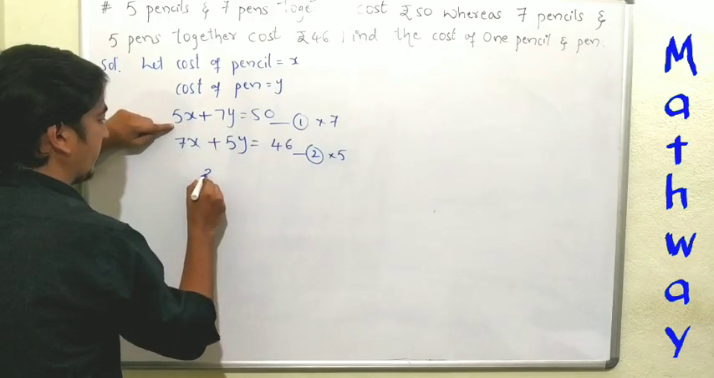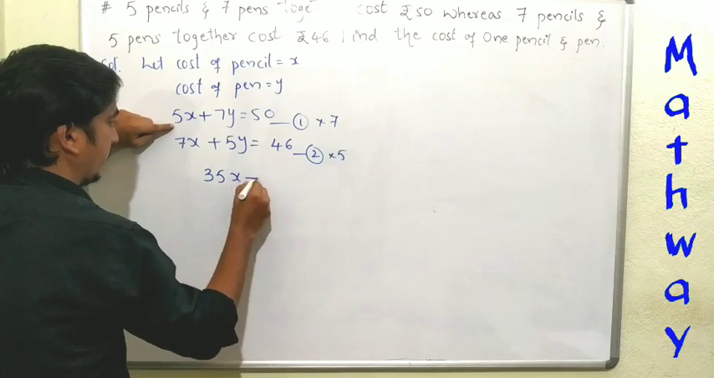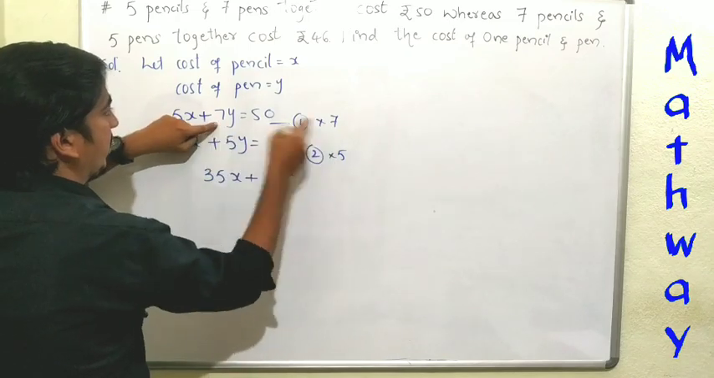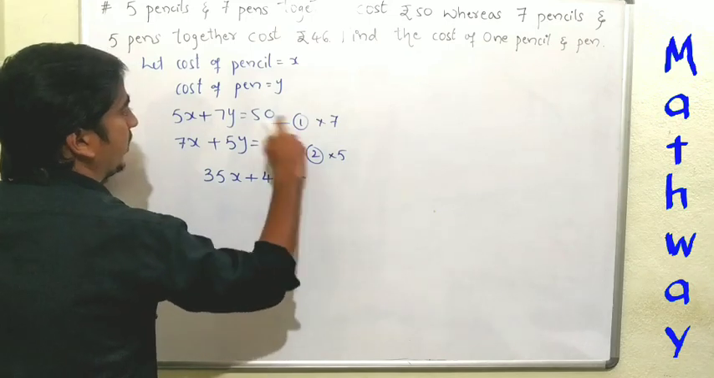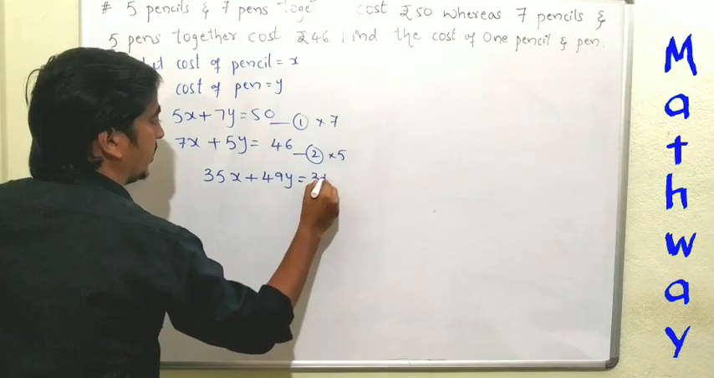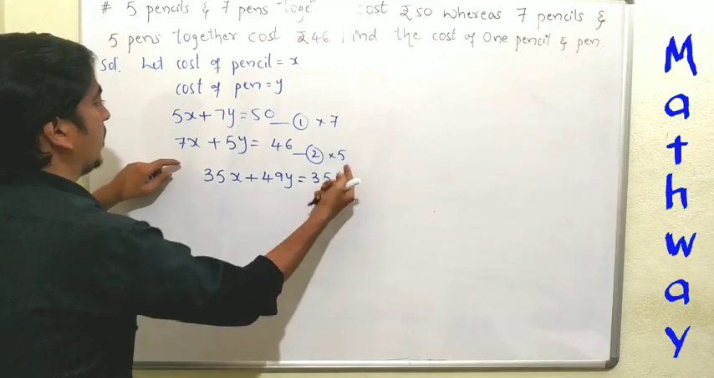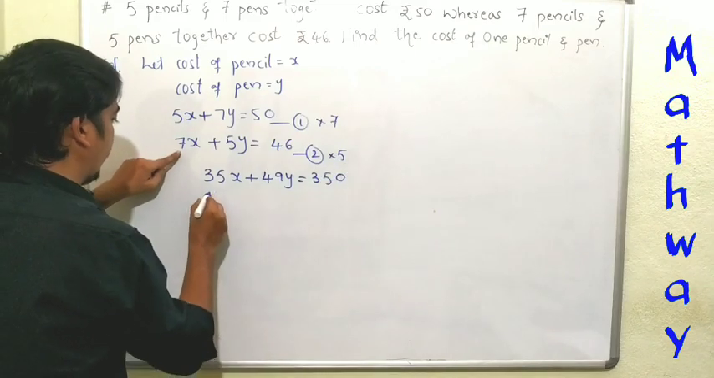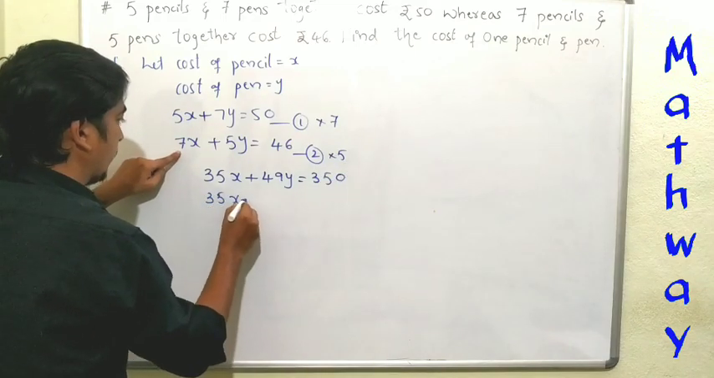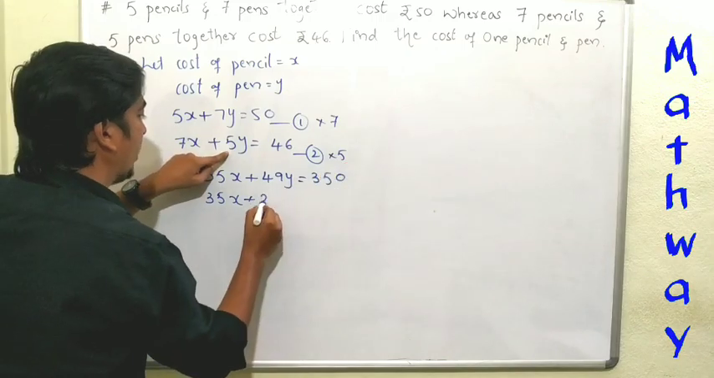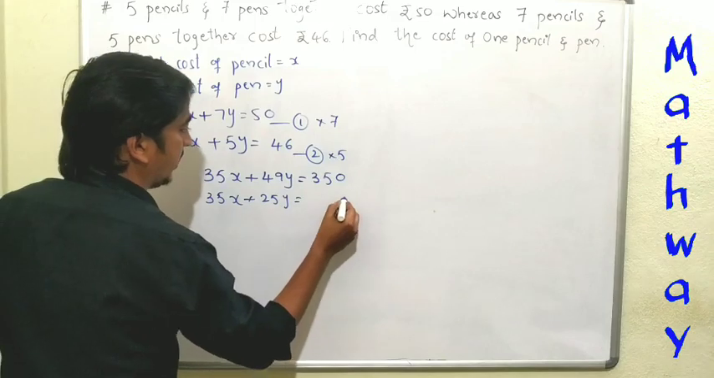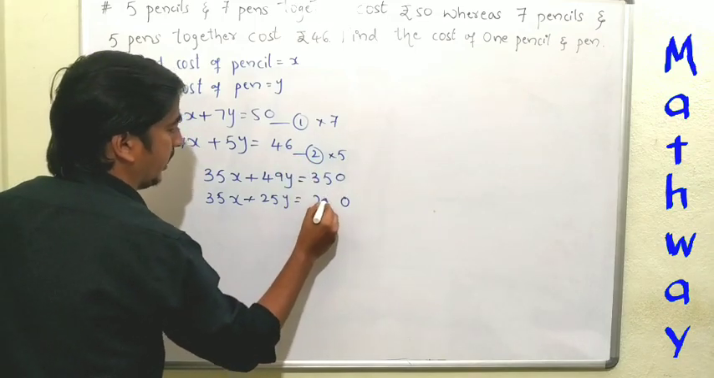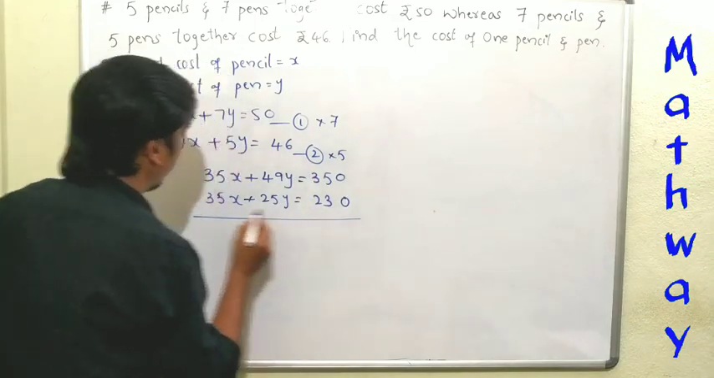7 into 5x, 7 5s are 35x, plus 7 into 7y, 7 7s are 49y, equal to 7 into 50, 7 5s are 35 and a 0, 350. Next, 5 into 7x, 5 7s are 35x, plus 5 into 5y, 5 5s are 25y, equal to 5 into 46, 5 6s are 30, 5 4s are 20, 230. So now let us subtract them.